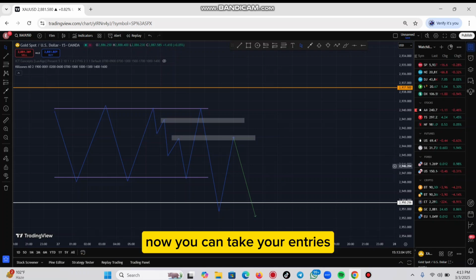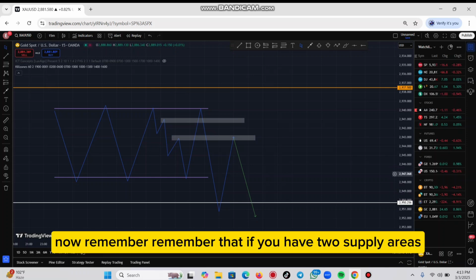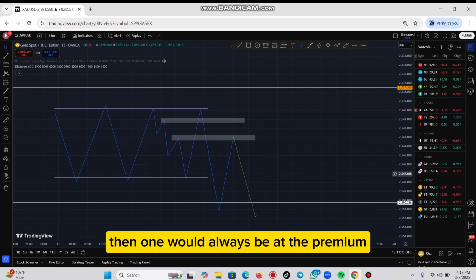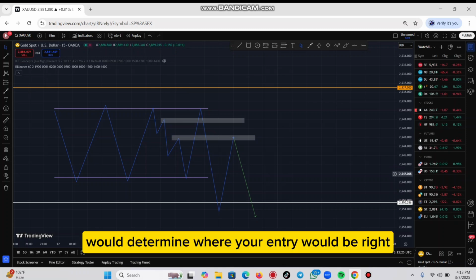Now you can take your entries, right, at any supply area. Remember that if you have two supply areas, then one would always be at the premium and the other will be at the discount. Now you're to sell at the premium level. Depending on what you're seeing in the market will determine where your entry would be.